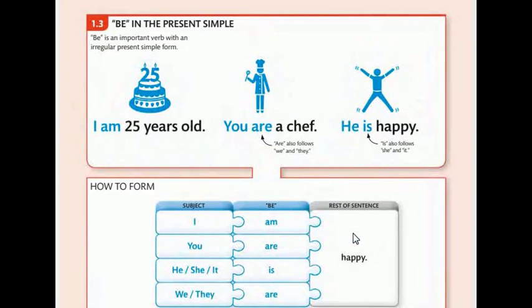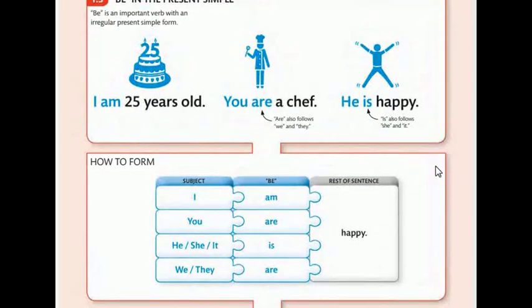1.3. To be in the present simple. To be is an important verb with an irregular present simple form. For example, I am 25 years old. You are a chef. Are also follows we and they. He is happy. Is also follows he, she, it.